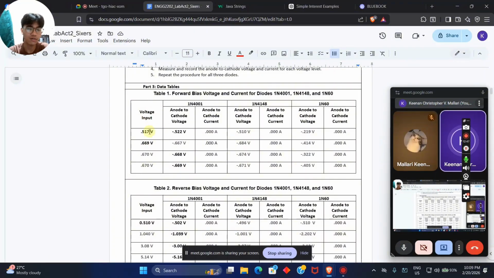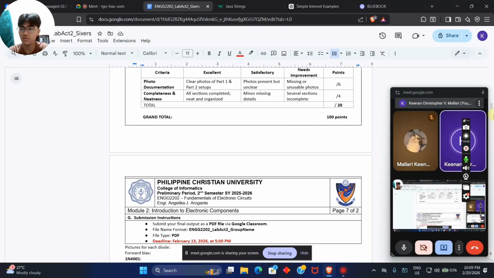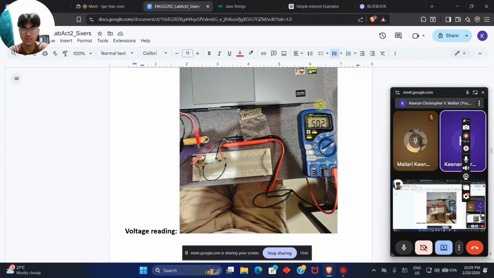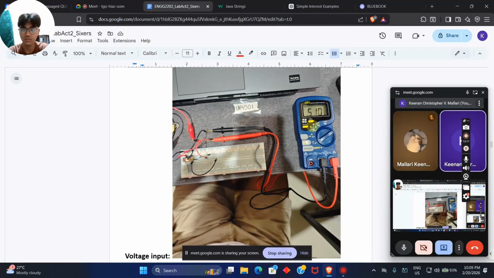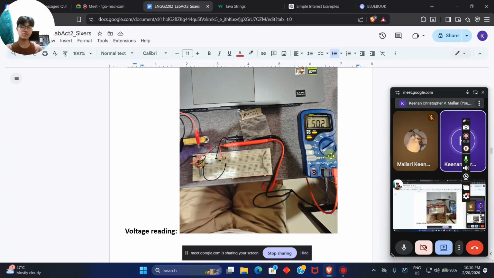I aligned it on our voltage input, but again, it is difficult to align it perfectly with our previous reading, so I just did it as close as possible. So it showed earlier 502, and now it's this 0.17. Now let's go for the anode to cathode voltage. Here it is. Now this is the voltage input. And this is the voltage reading. All right, this appeared to be correct.